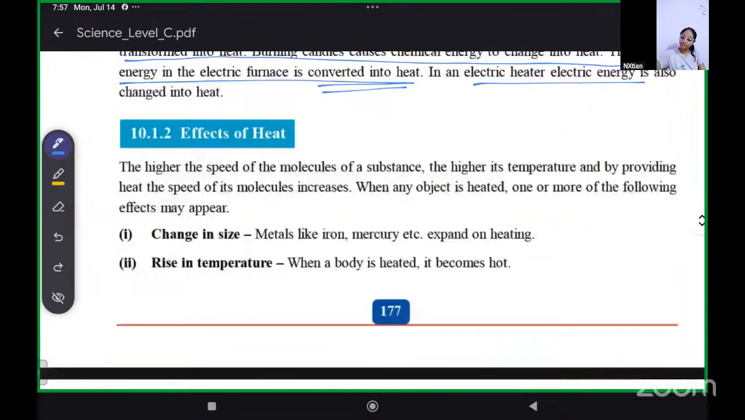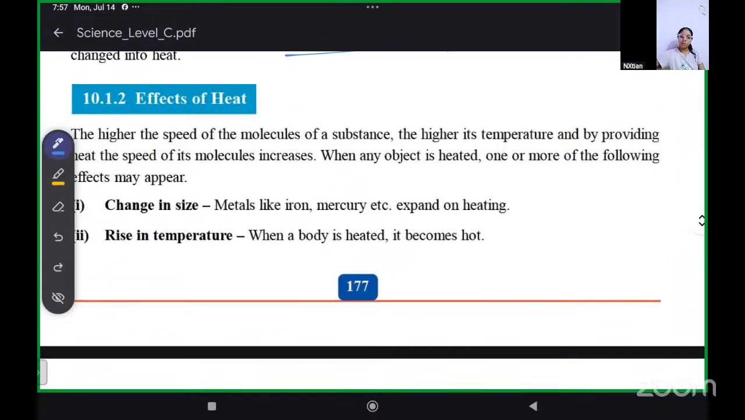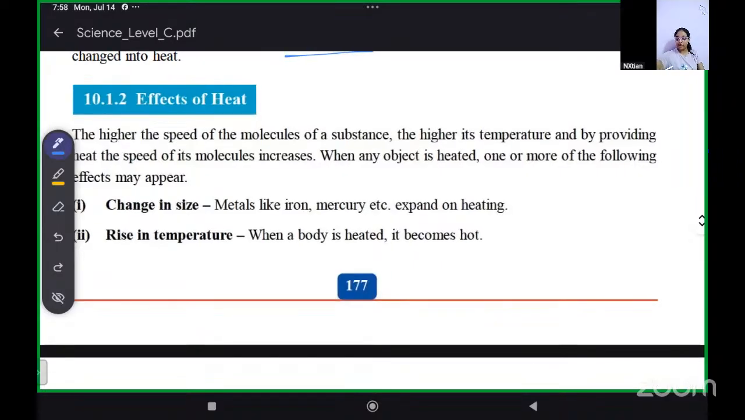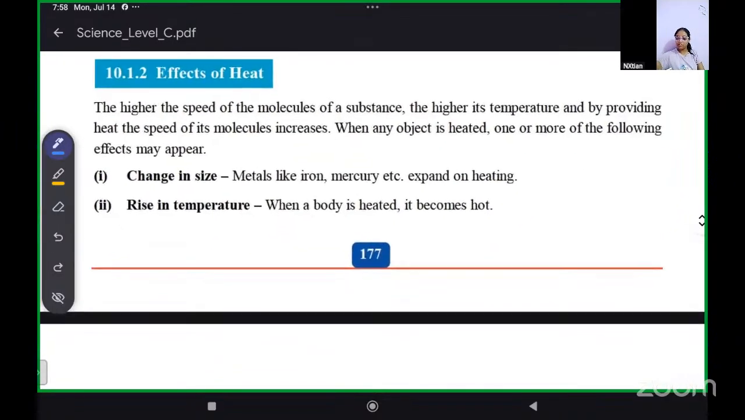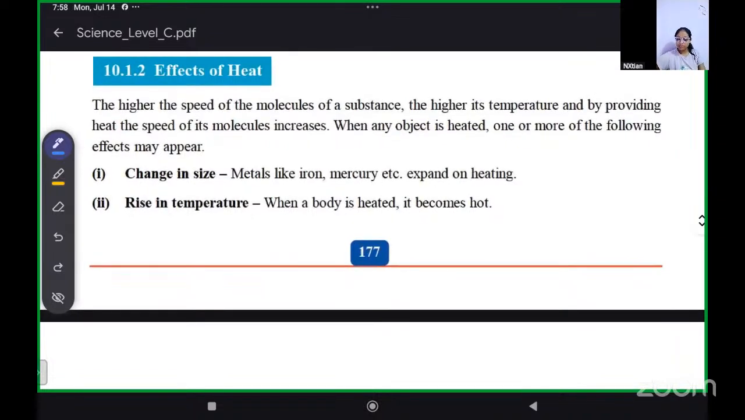Okay. Now, effects of heat. The higher the speed of the molecules of a substance, the higher its temperature. And by providing heat, the speed of the molecules increases. When any object is heated, one or more of the following effects may appear. I explained that the higher the speed of molecules, the higher its temperature.